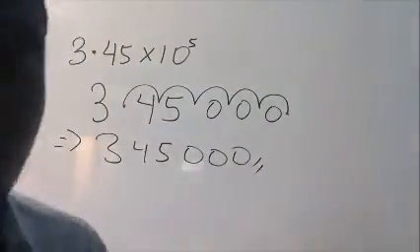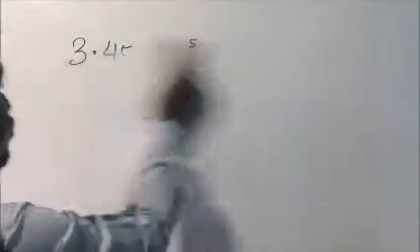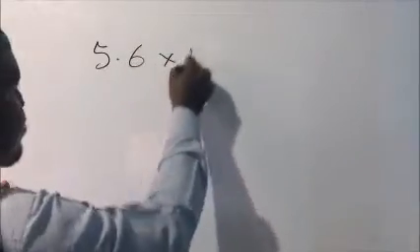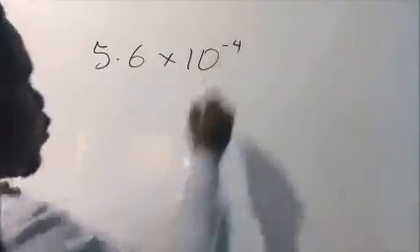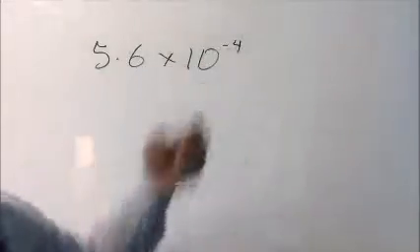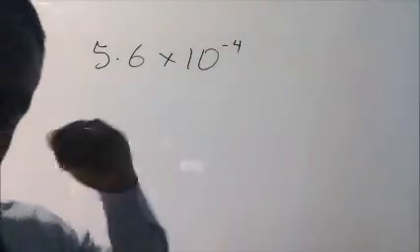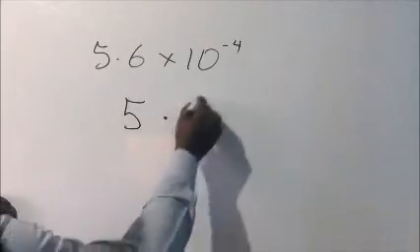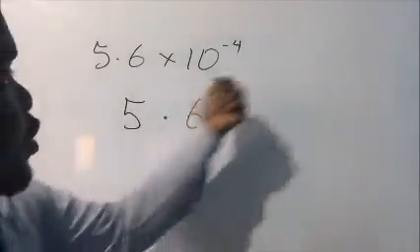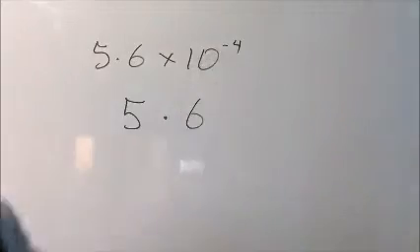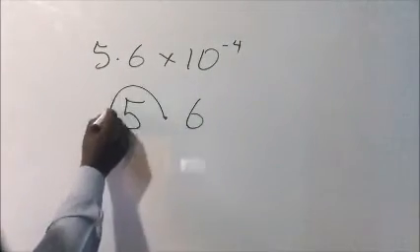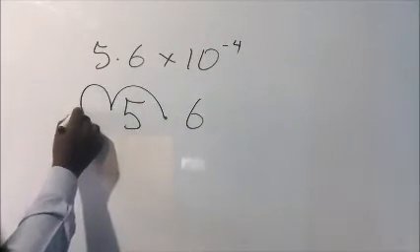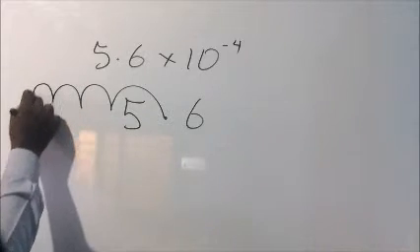This is quite simple. Let's look at 5.6 times 10 raised to the power negative 4. Good. This time around, the power is negative, which means we are going the other way around. You get it? Good. So we have 5.6. We are going the other way around. How many times? 4 times. So we move 1, 2, 3, and 4.